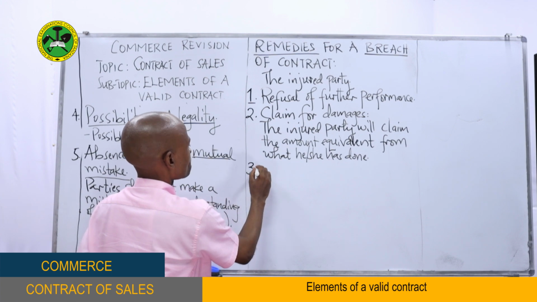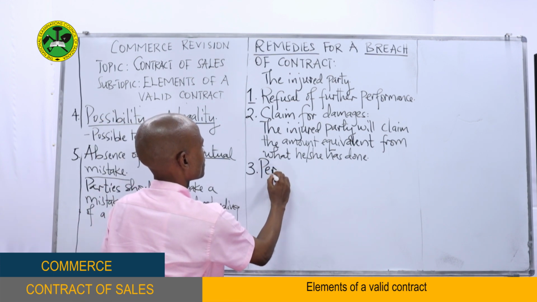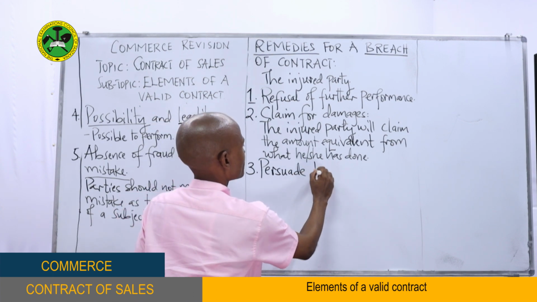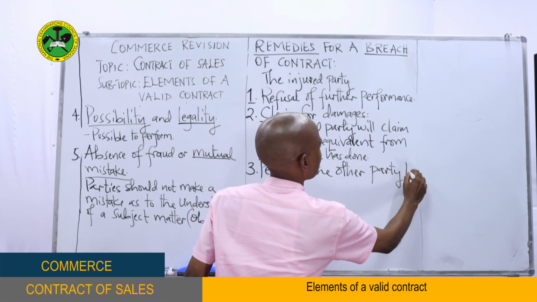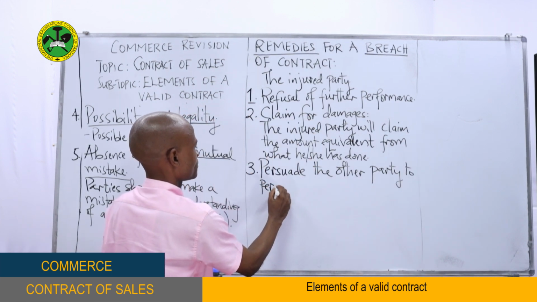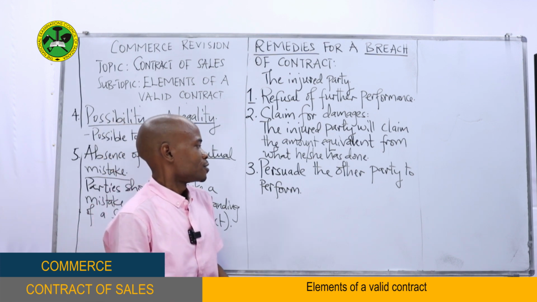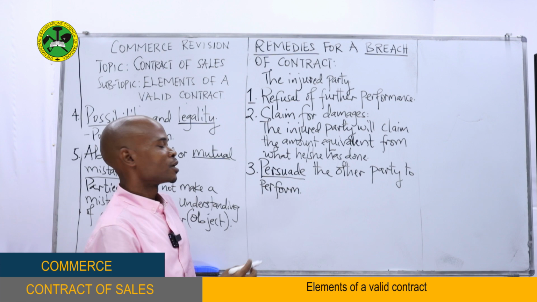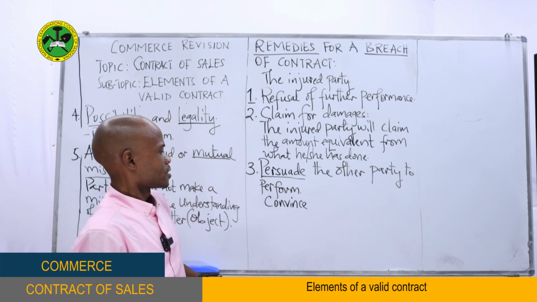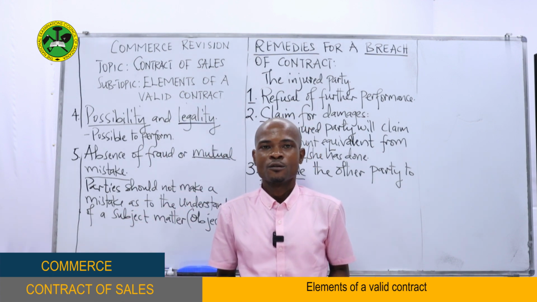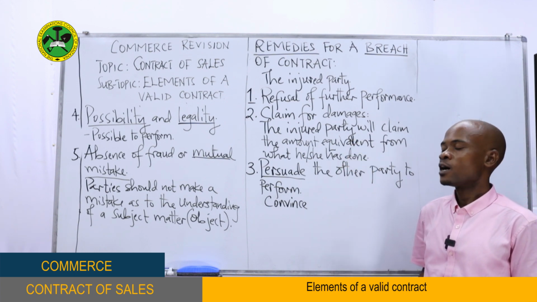The third thing the injured party will do is to persuade the other party to perform. Persuade the other party to perform. So this means the injured party will convince the other party to do as per their agreements, or will convince the other party to fulfill all the remaining part of his or her obligations.